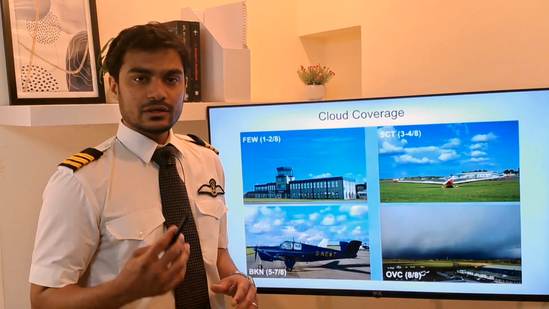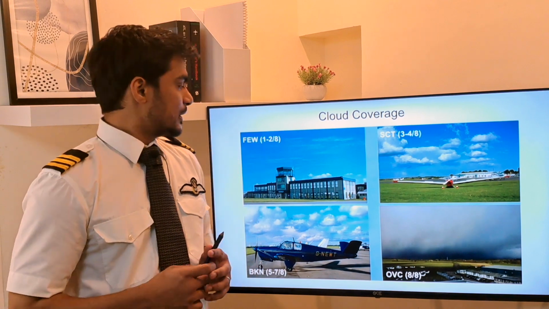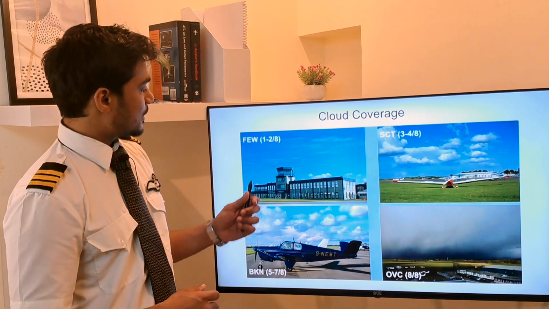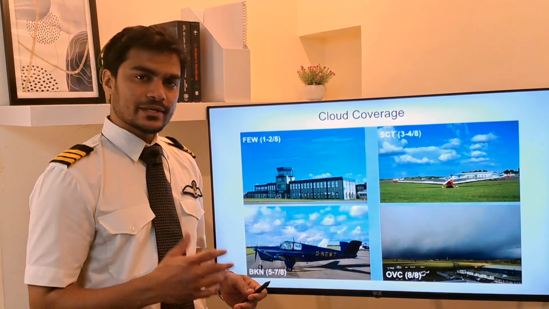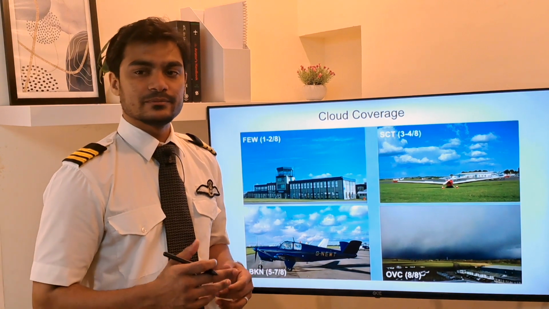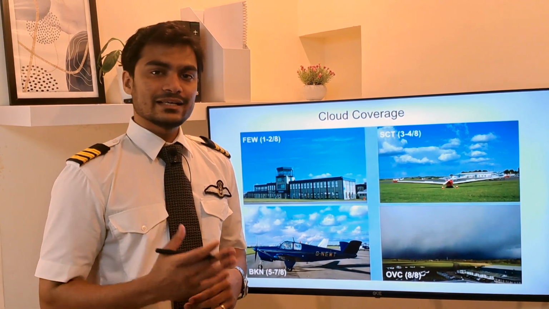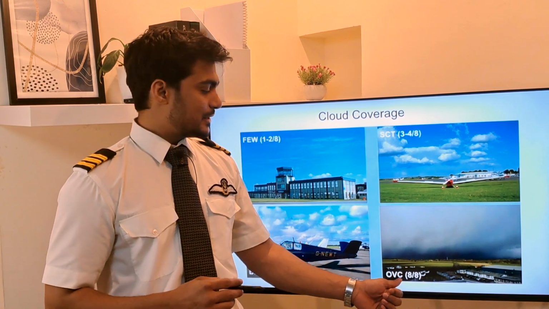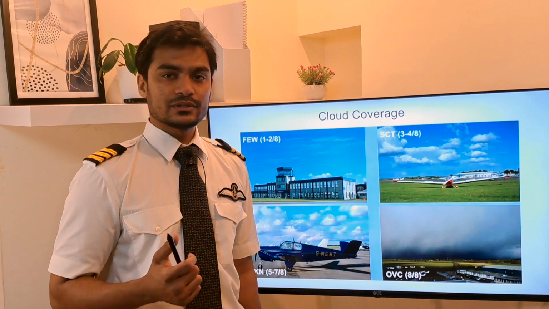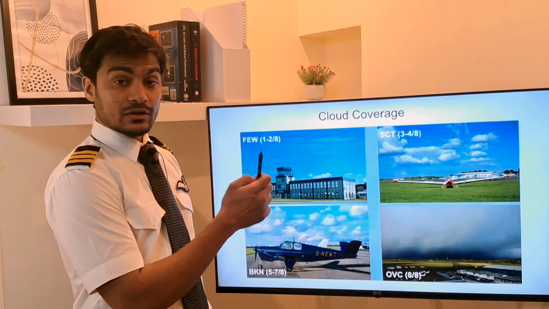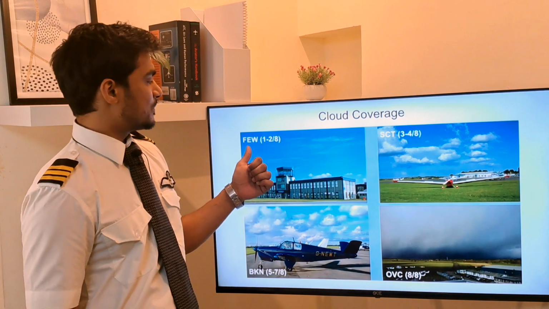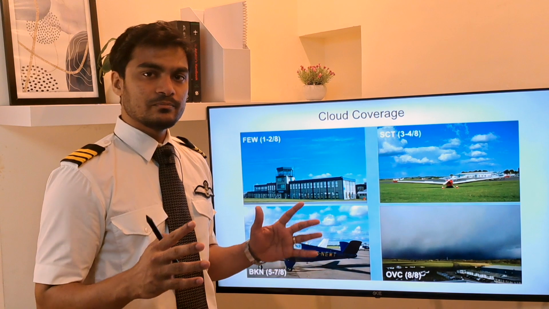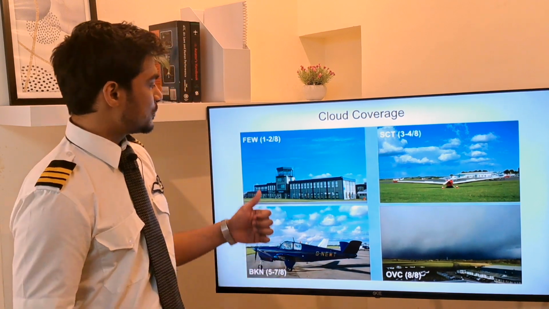Now let's have a look at how clouds are presented to us in a METAR. Clouds are always presented in terms of few, scattered, broken, overcast, like SCT stands for scattered. The best way to imagine this is to think of a pizza. If a pizza has 8 slices and you have the entire pizza to yourself, you can term it as overcast. That means your entire sky is covered with clouds. Now out of 8 slices, if you just have 1 to 2 slices, we term it as few. Same thing with our sky. If just 1 to 2 pieces of the sky are covered with clouds, you call it few.